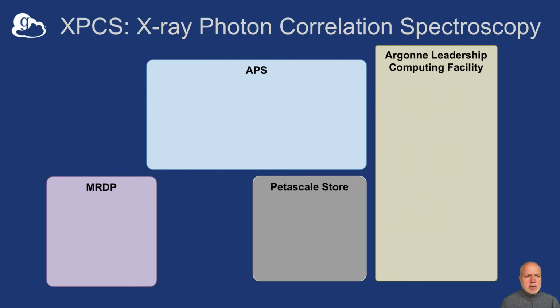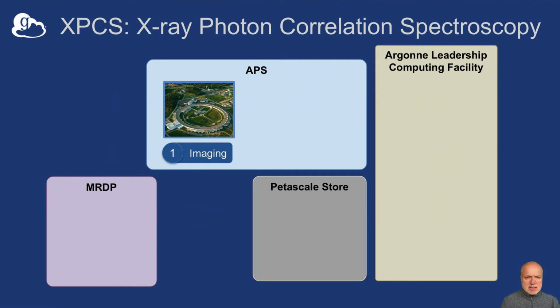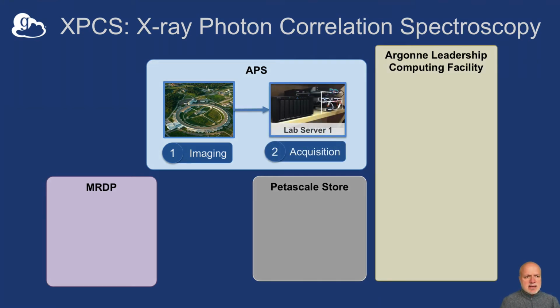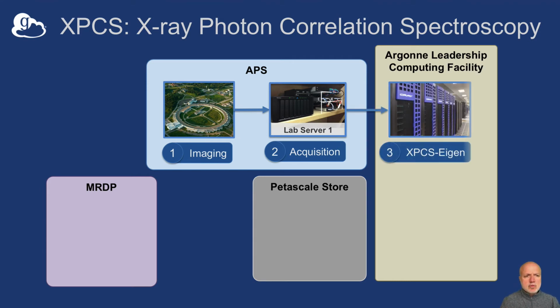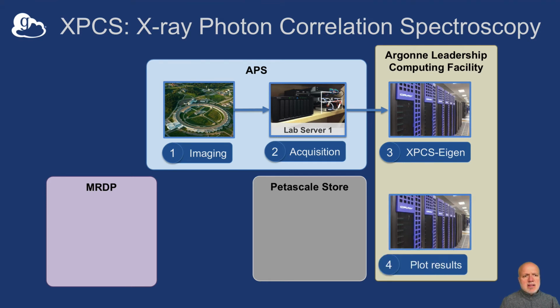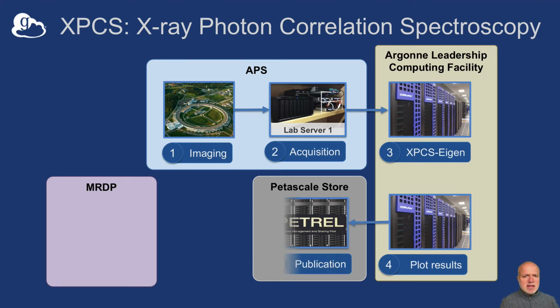So the flow here is that they put a sample on a light beam at the APS. The imaging takes place, data is pulled off that instrument, and it's moved to the Argonne Leadership Computing Facility, where they run a piece of software called XPCS Eigen. And then that generates a plot of the results. They use that to feed into an ingest process that extracts metadata and the plots and publishes them into a search catalog on the Petrel storage system. This is a petascale storage system also operated by the ALCF.